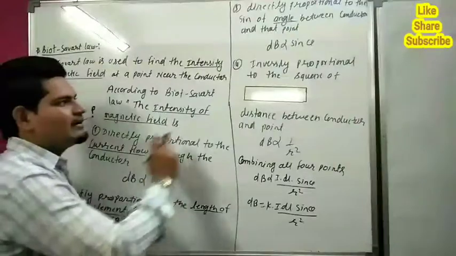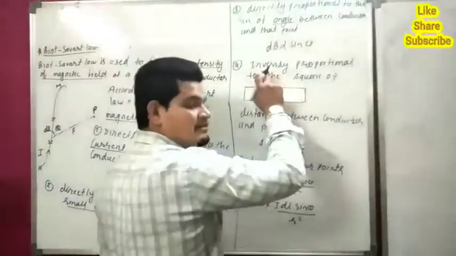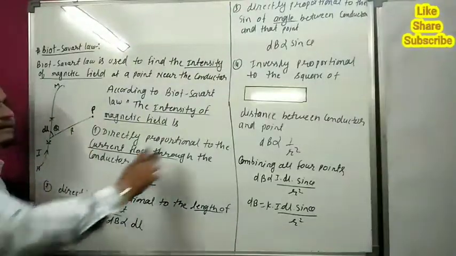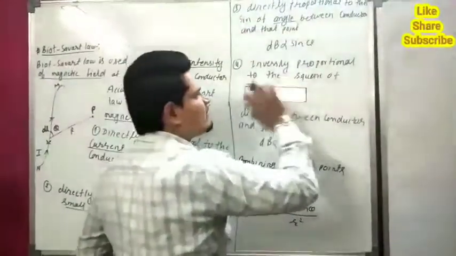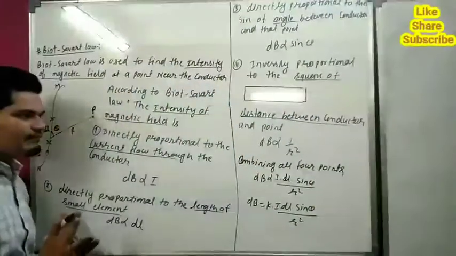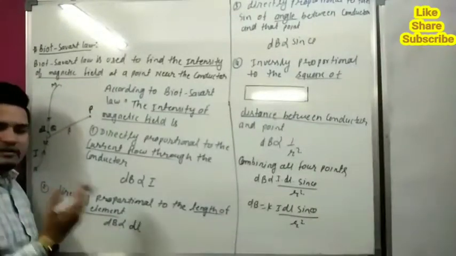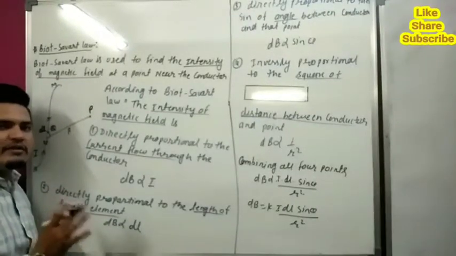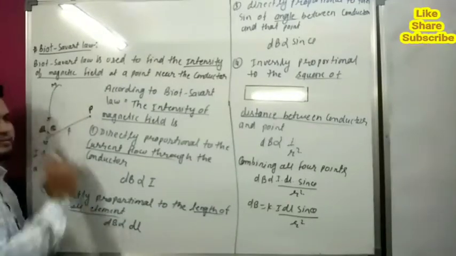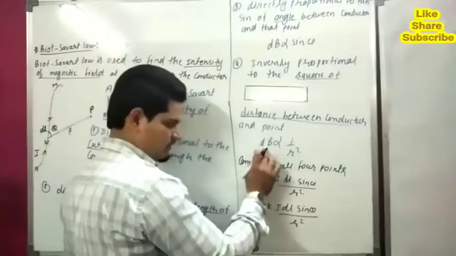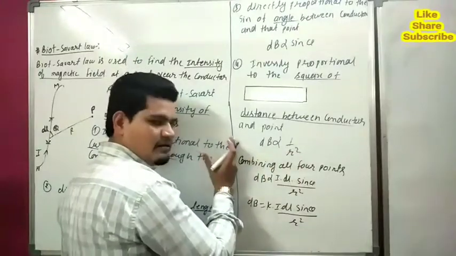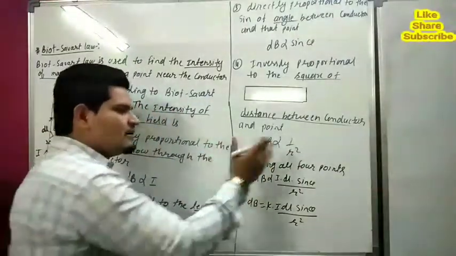There are three directly proportional relations, first, second and third, but the fourth is inversely proportional to the square of the distance between the conductor and the point. This is the distance r between the conductor and the point. So dB is the intensity of magnetic field, and r is the distance between the conductor and the point.